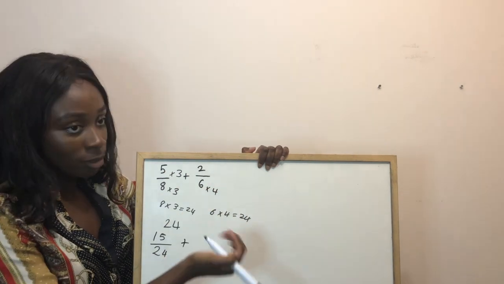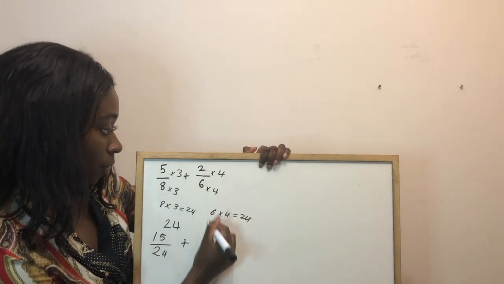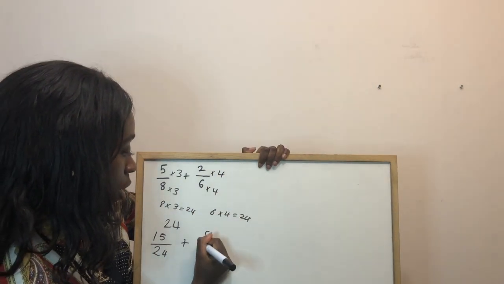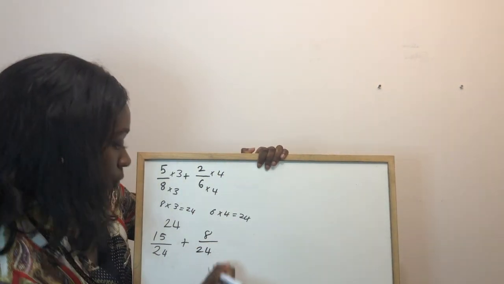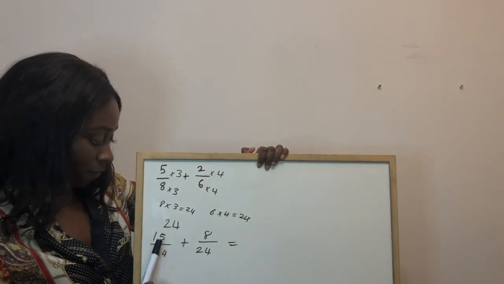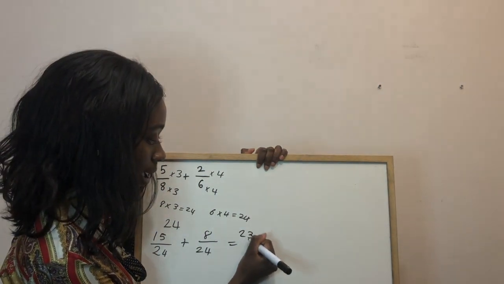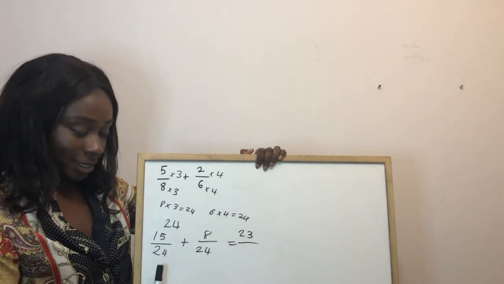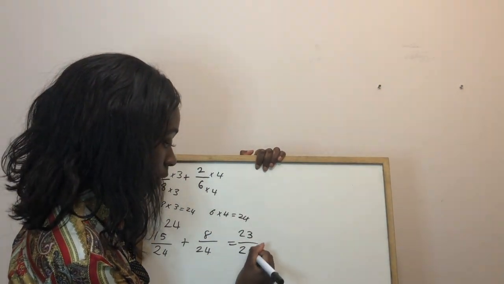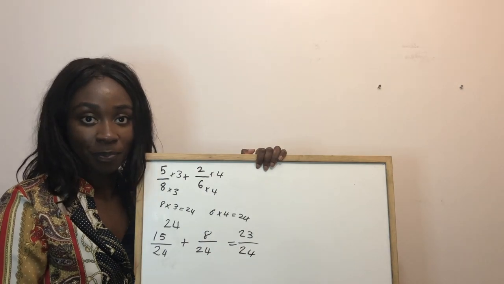And what you do to the bottom, as I said before, you must also do to the top. So for this fraction, it's 8 over 24. So as you can see, what you need to do is add 15, add 8, which equals 23, and keep the denominator the same, so it's 24. So the answer is 23 over 24.